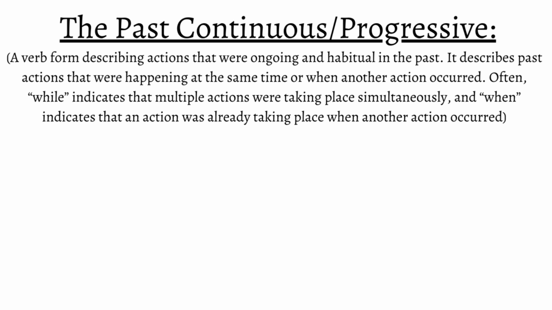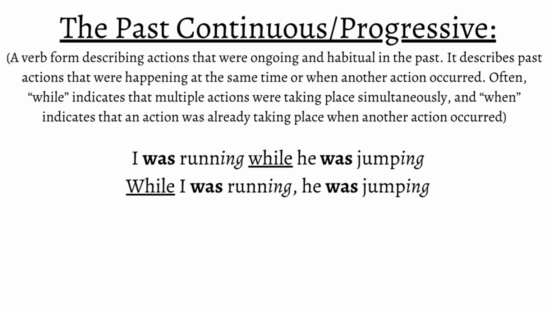In sentences using the past continuous, the word while usually indicates that multiple actions were taking place simultaneously, and the word when indicates that an action was already taking place when another action occurred. For instance, I was running while he was jumping. While I was running, he was jumping. In this case, while can be used before or after the first action because both actions are in the past continuous. But the second sentence must receive a comma because the first part is a fragment.